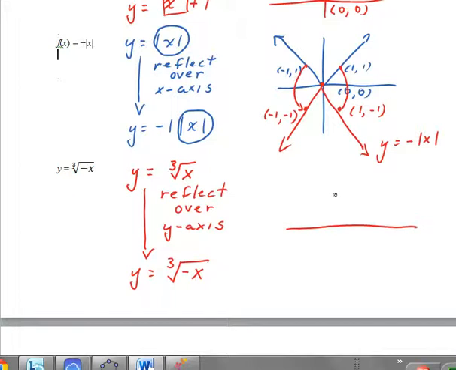So the graph of y equals the cube root of x goes through the origin. It also goes through 8, 2, and -8, -2. And the curve looks something like this.